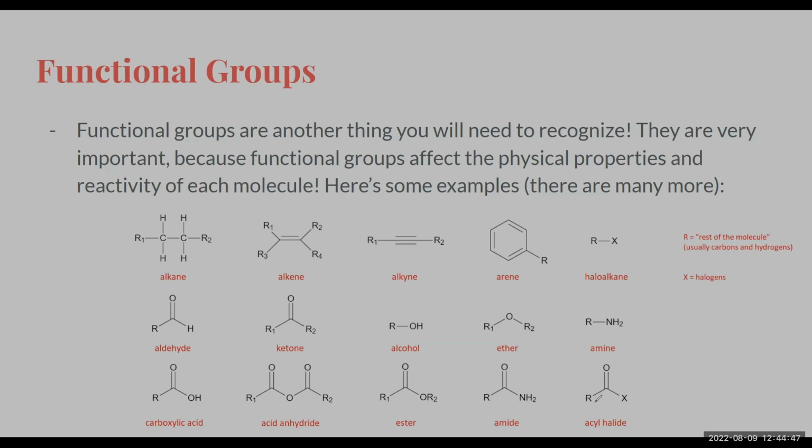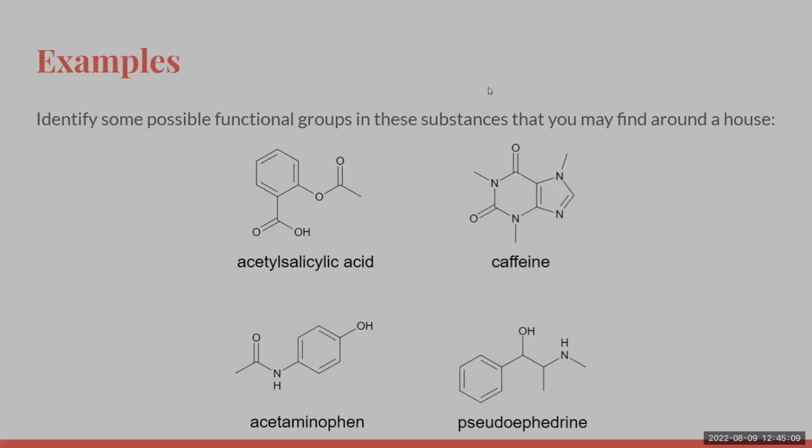And an acyl halide looks like an aldehyde, but instead of the hydrogen, you have a halogen bonded to that position. So you want to be able to recognize some of these on some compounds. So here are some examples. We're going to identify some possible functional groups that you may find in some substances that you might see around your house. So this first one, we have acetylsalicylic acid. This is also known as aspirin.